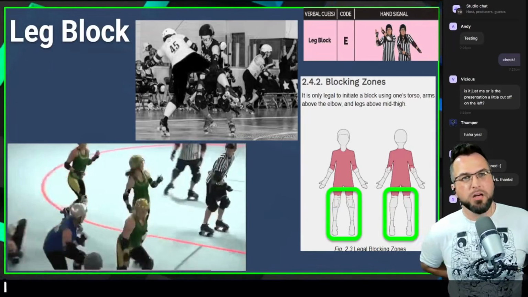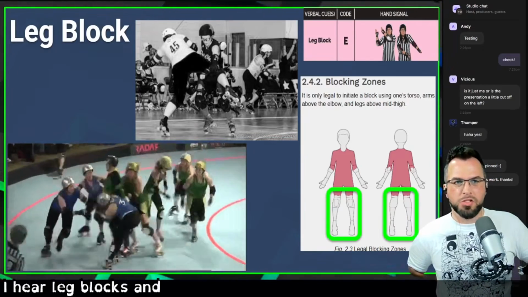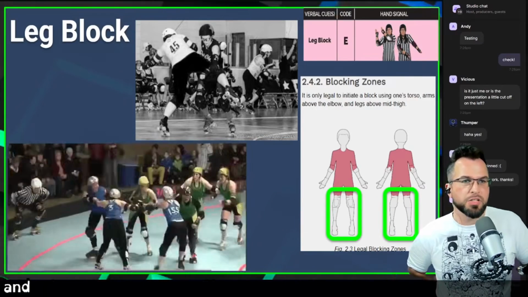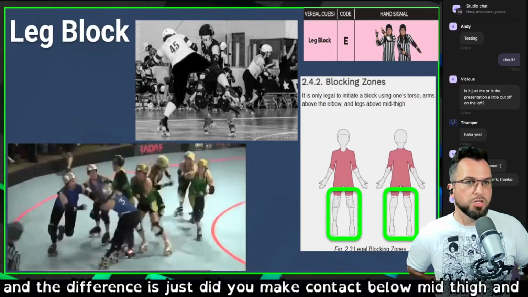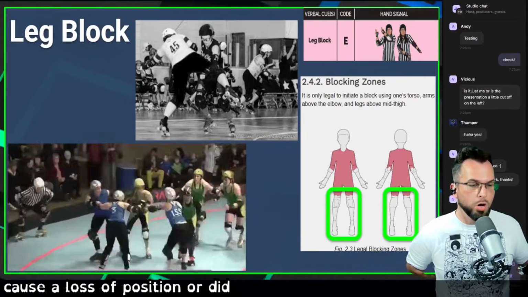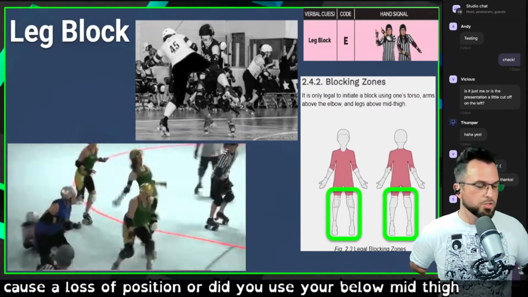I hear leg blocks and low blocks get confused pretty often. And the difference is just, did you make contact below mid-thigh and cause a loss of position? Or did you use your below mid-thigh to cause or lose position?